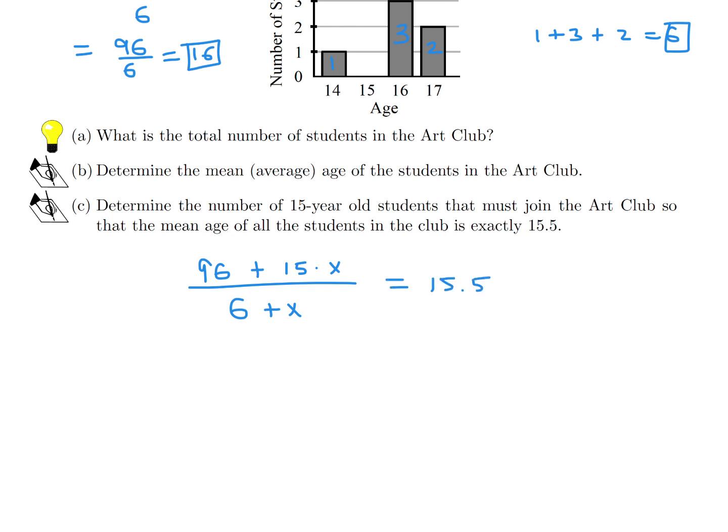So we have a little bit of algebra here. 96 plus 15x equals 6 times 15.5, which I believe is 93, plus 15.5x. So we will have 0.5x equals 3, and when you divide through, you get x is 6. So you need to add 6 students who are 15 years of age in order for the overall average to be 15.5.